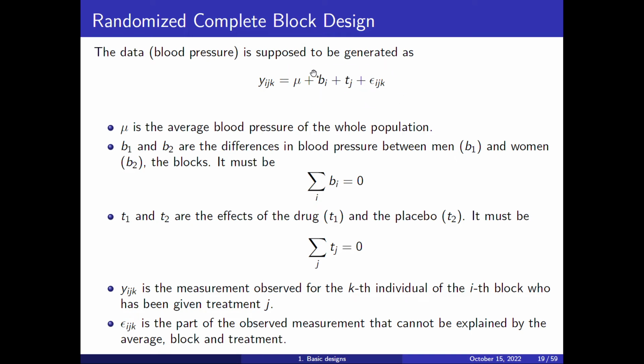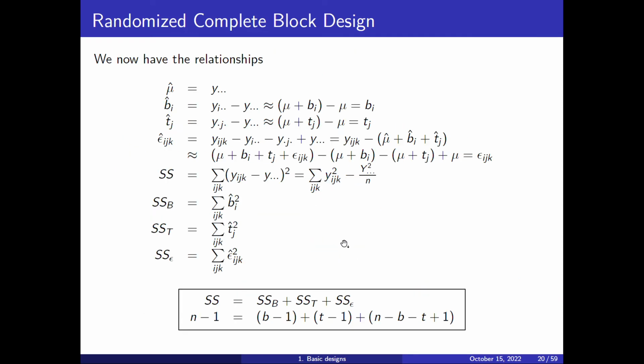An overall mean plus something that depends on your block, plus something that depends on your treatment, plus some noise. And as we did before, we constrain the blocks to have zero sum, and also the treatments to have zero sum. And then here is how you can estimate all those parameters.